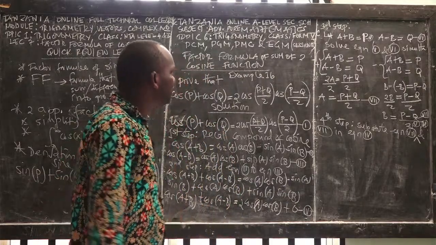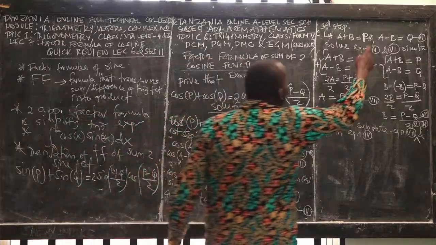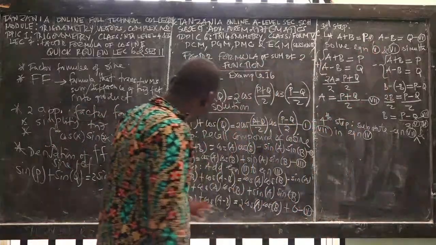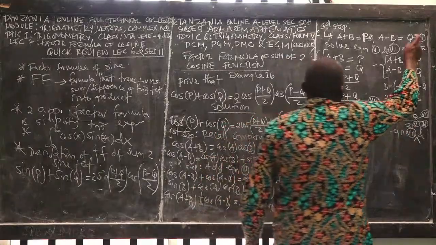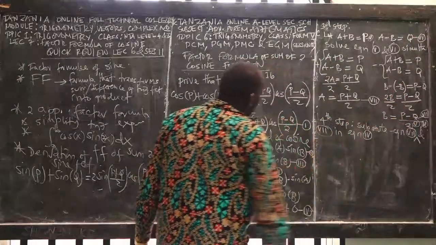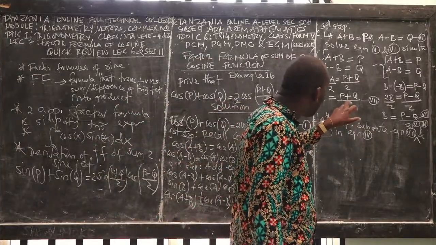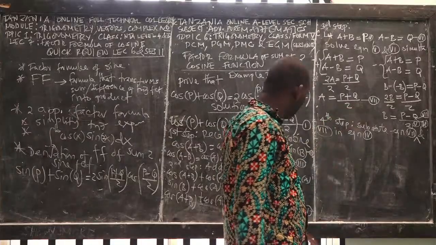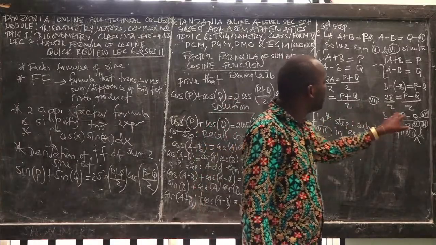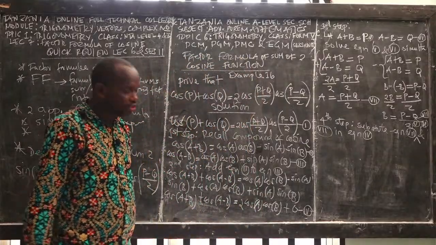Let me just say it in English. We substitute A plus B with P as equation 5. We substitute A minus B with Q as equation 6. And also we substitute equation 7. It means that substitute the value of A with what you have on the right hand side of equation 7. And we substitute the value of B by P minus Q over 2. Are we together?